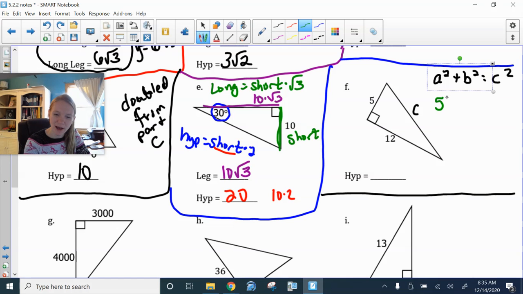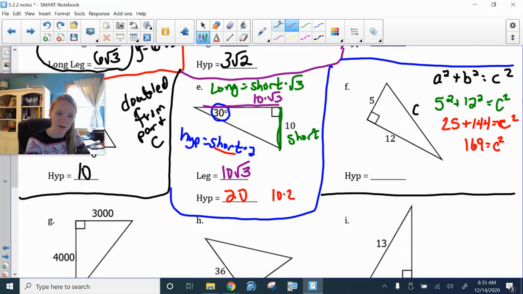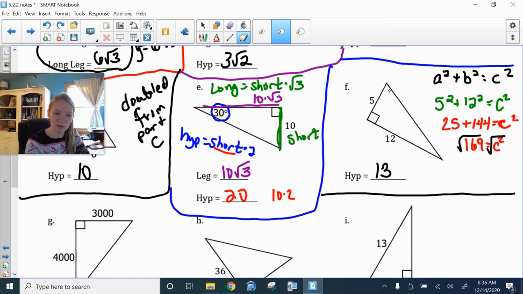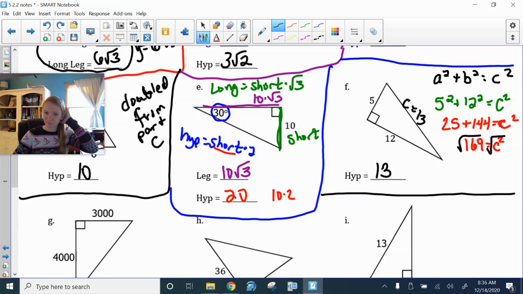So in this triangle, we could do 5 squared plus 12 squared equals our hypotenuse squared. 5 squared is 25. 12 squared is 144. Add them up, we get 169. And then we would square root that. And this one gives us another whole number. It would give us 13. This is another one of those Pythagorean triples, a really handy one to know. A 5, 12, 13 triangle.